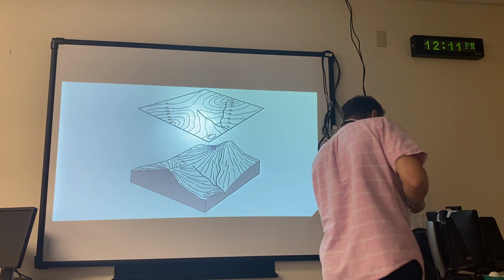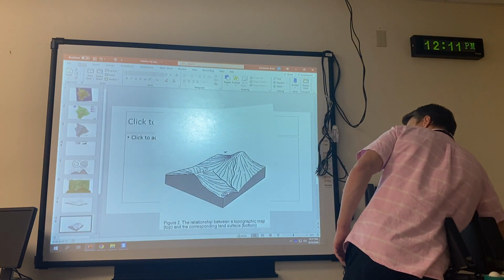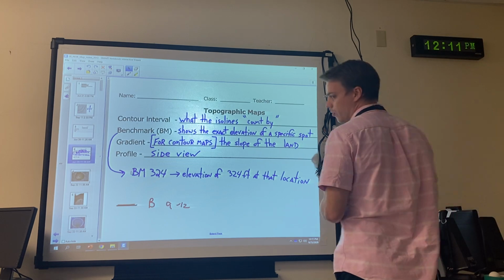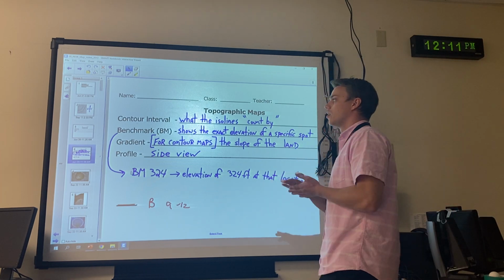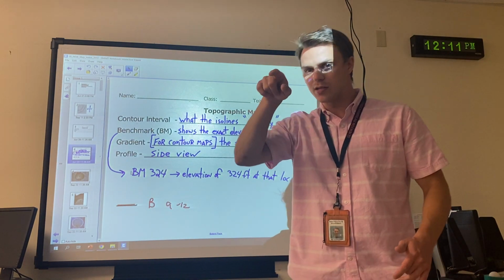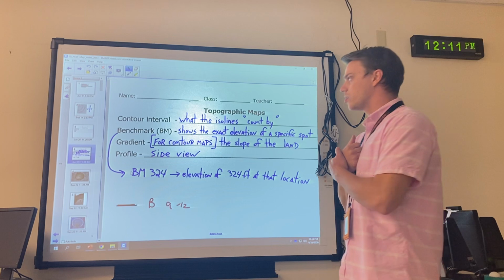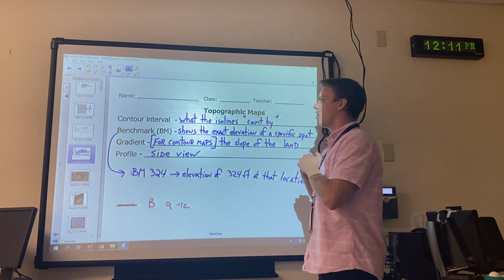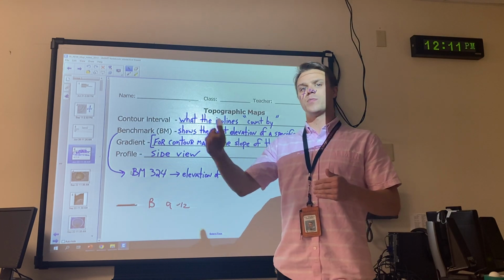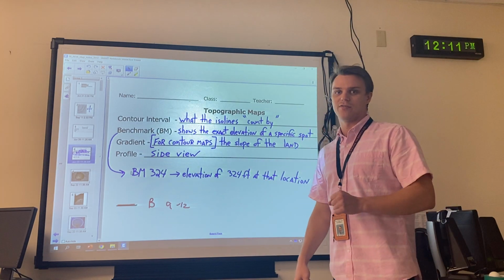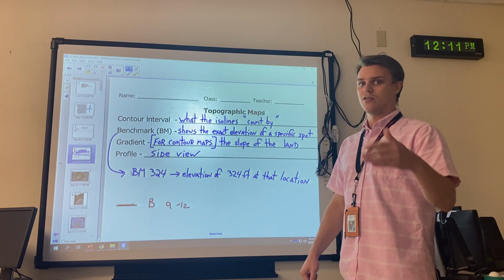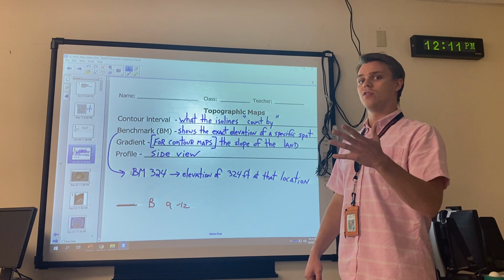So let's get into some more note-like things, and then this will help you to work on the actual worksheet. So contour lines are those lines on the maps that end up coming full circle and reaching themselves. And the contour interval just means what we change by. So I'll give you an example of an interval. 5, 10, 15, 20, 25, 30. That's an interval of 5.